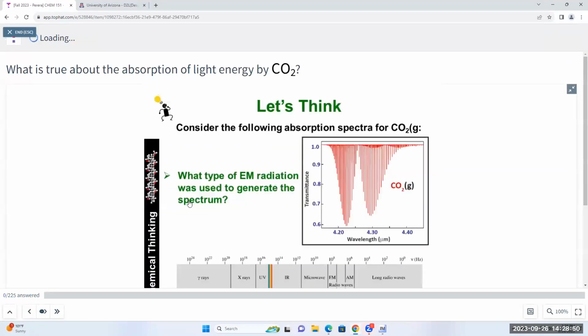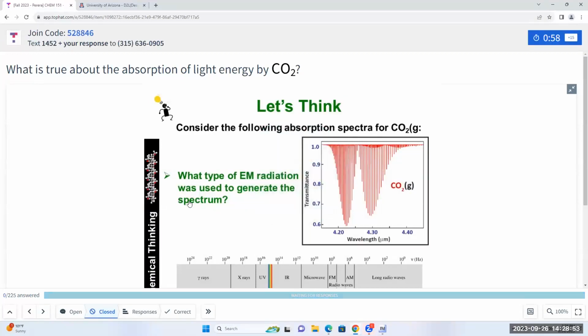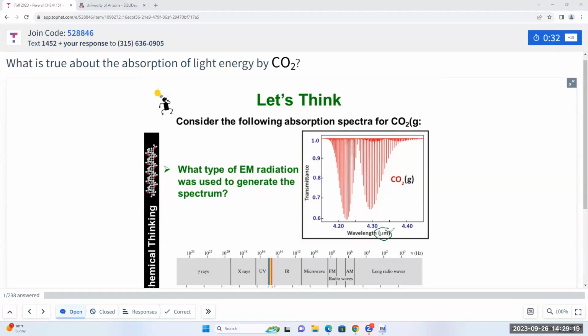I want you to tell me what type of radiation is used to generate this spectrum. Number one on your whiteboards. And then second, make an observation. Answer the question on Top Hat. Go ahead. By the way, the units over here mean micrometers. 1 micrometer, with the Greek letter mu, is 10 to the power of minus 6 meters.